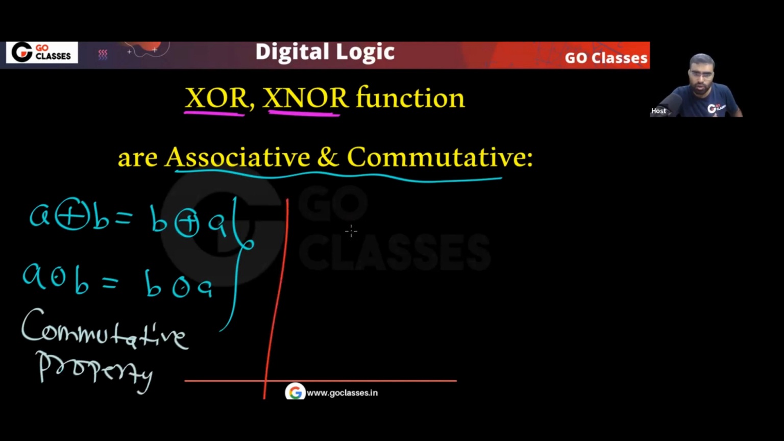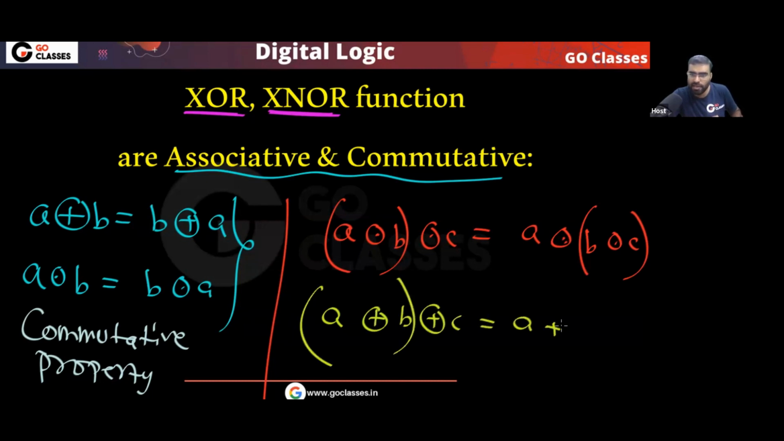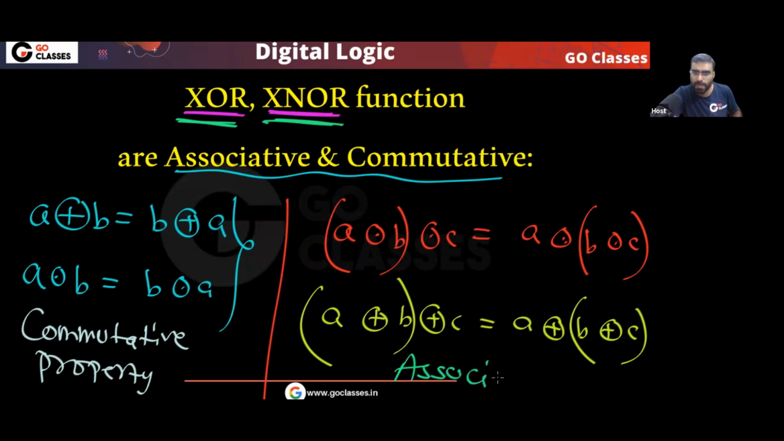Similarly, they are associative also. We have already seen that XNOR is associative. Also, XOR is associative. Remember, if you group them like this, that will be the same as this. So XOR is also associative. Remember, XOR and XNOR both are associative and commutative. This is called the associative property.